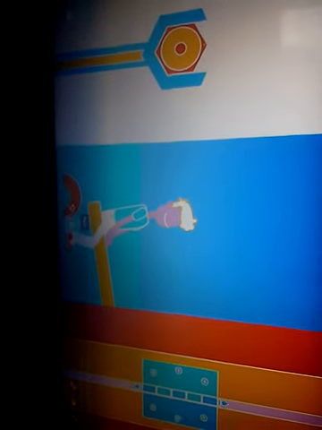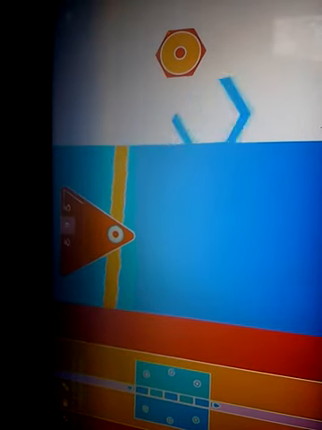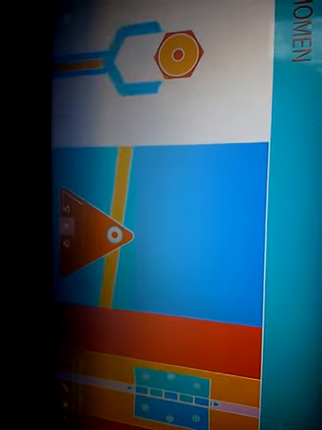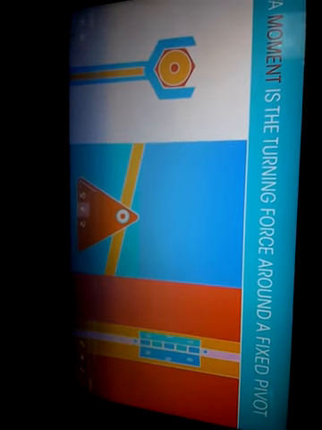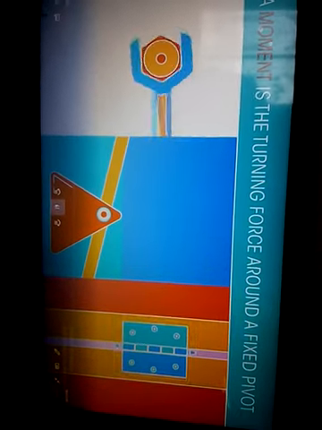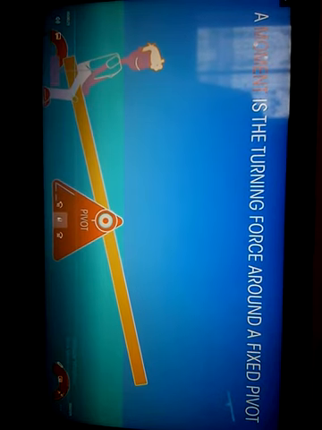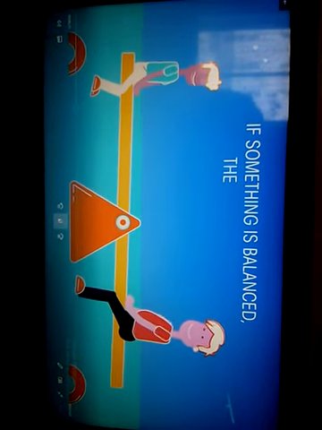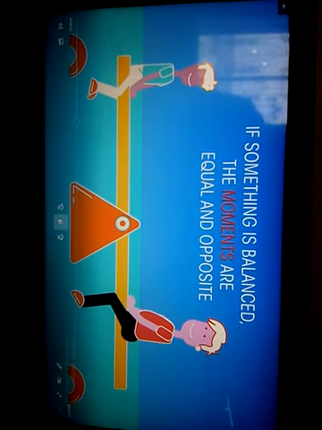Think of a spanner loosening a fixed nut, or a child on a seesaw, or a door opening around a fixed hinge. All of these things are connected by something called moments. A moment is the turning force around a fixed pivot. The pivot is the nut, or the middle of the seesaw, or the hinge. We can have one moment acting, which results in a turning force. Or if something is balanced or in equilibrium, the moments are equal and opposite.